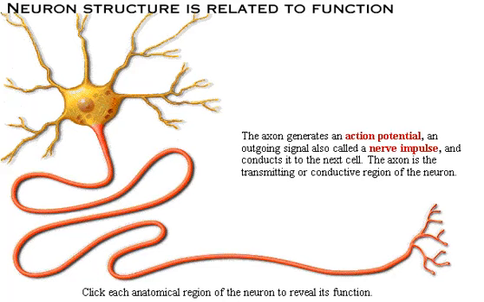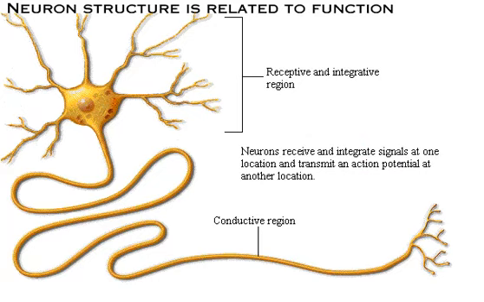The axon generates an action potential, an outgoing signal also called a nerve impulse, and conducts it to the next cell. The axon is the transmitting or conductive region of the neuron. Neurons receive and integrate signals at one location and transmit an action potential at another location.